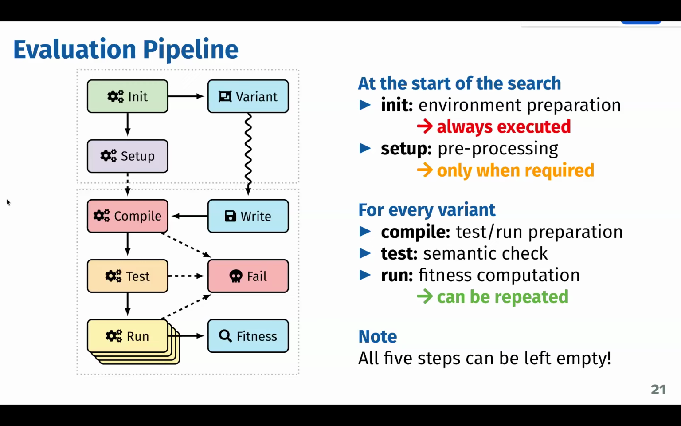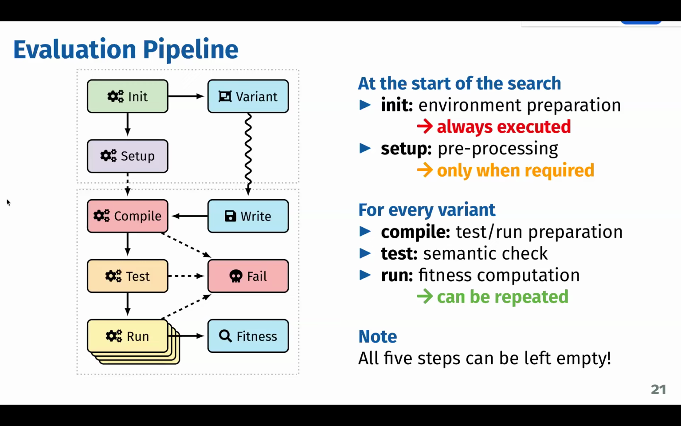And then run is the one for which the fitness computation is performed. And for all of these 5, you can get a result which can be a failure. So you have generated something which is not interesting, or if it passes everything, you will get a fitness value, and that will be used to see whether you want to keep on that path or not.